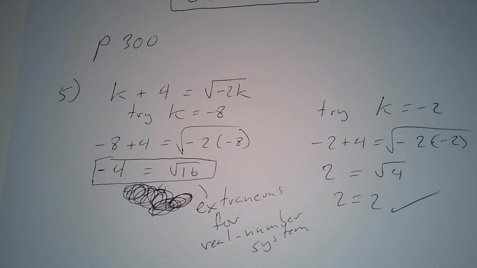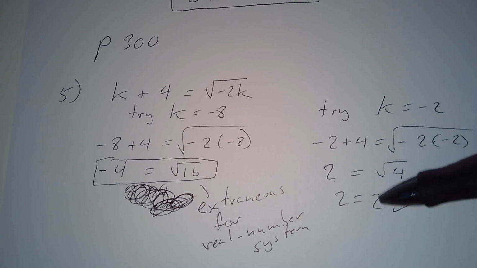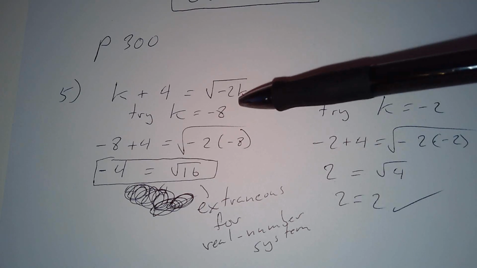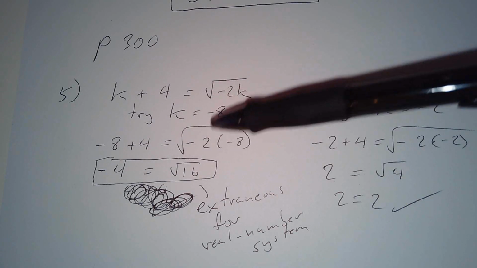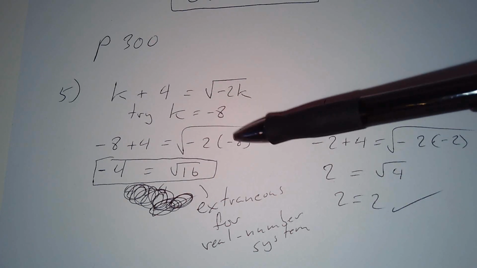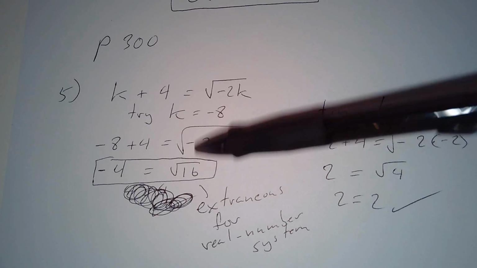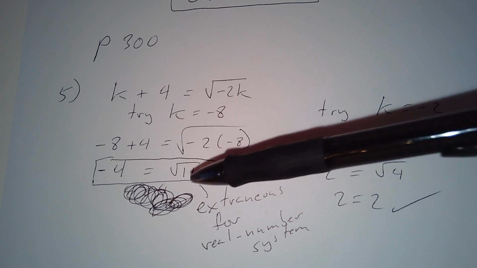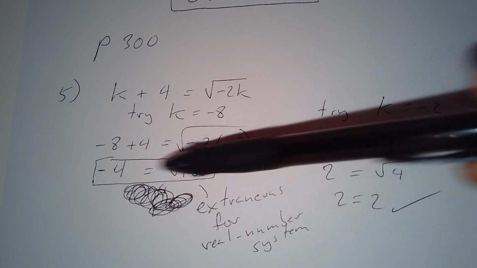So again, when we do the radical equations, what we work off of is that the only possibility is the root's going to be positive. So this holds true. If we try k equals negative 8, we got negative 8 plus 4, which is negative 4. And then we got negative 2 times negative 8, which is 16. Square root of 16 is going to be positive 4. So again, we're only taking the positive case, therefore this becomes what we call extraneous, because you can't get these two to equal out.